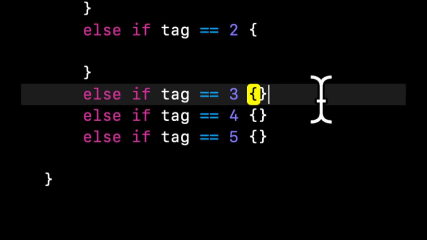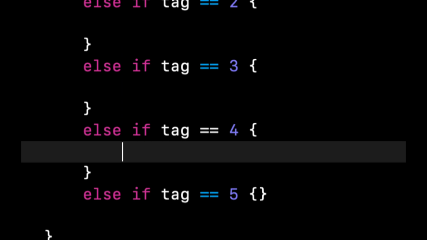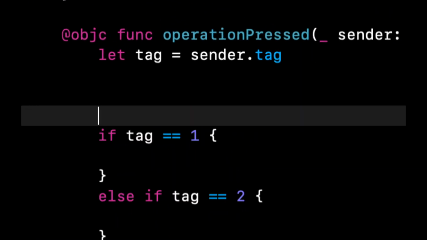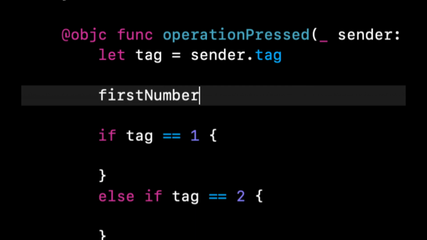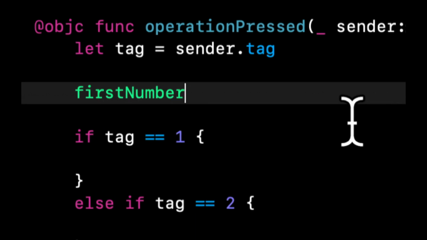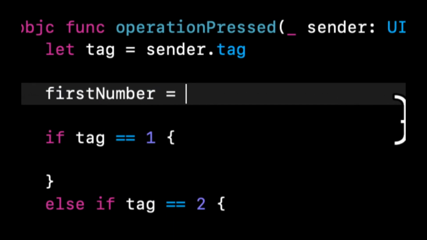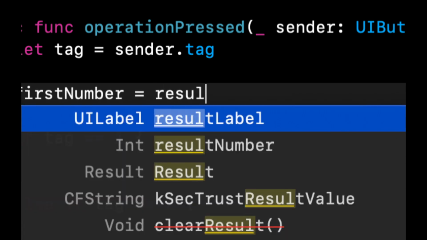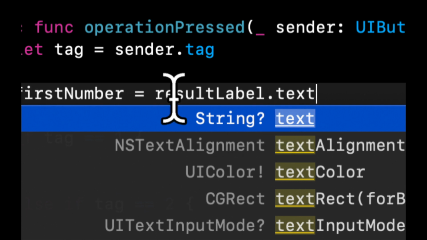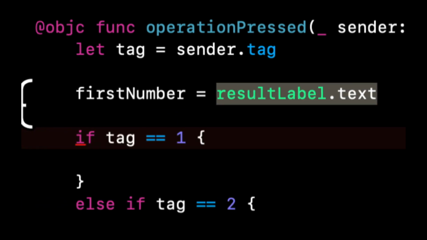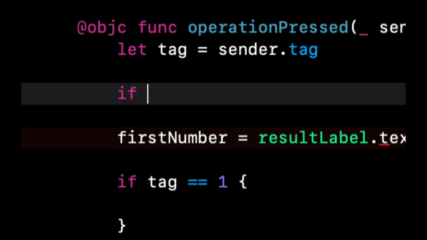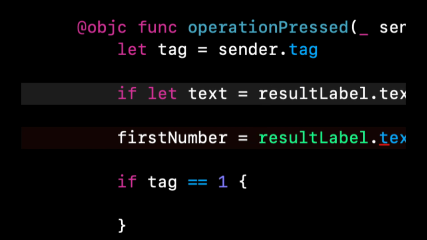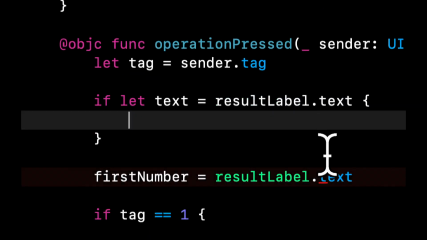Now when we hit one of the operations, what do we want to do? Well, the first thing we want to do is save into first number whatever the number is inside the current result label. So we're going to get the result label.text. And actually this might be empty. So what we should do is say if let text equals result label.text. You should save the number.